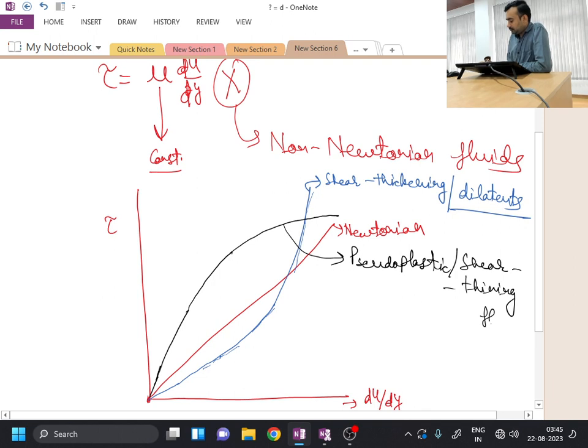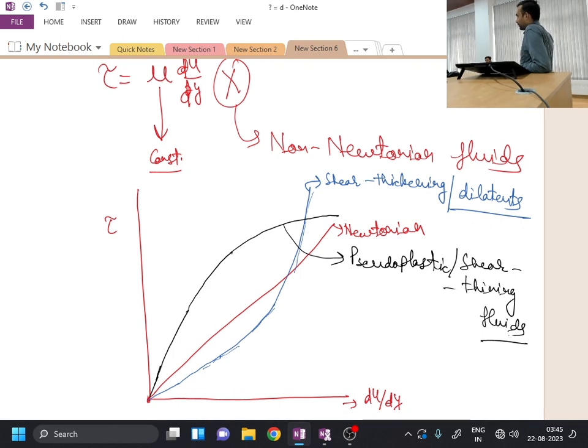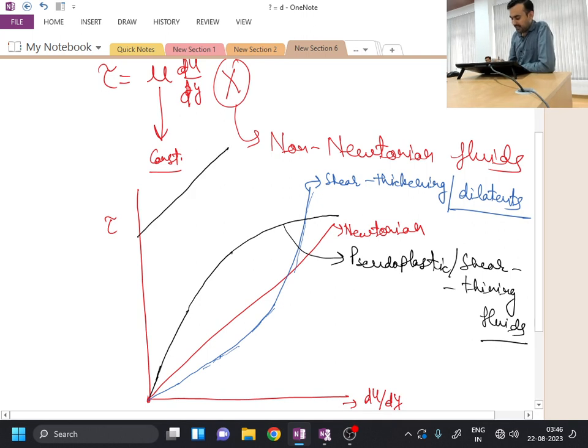Now there is one more type of fluid, where initially it will be behaving like a solid, and once you have supplied some amount of shear stress which is enough to make it fluid, after that it will flow like a fluid. That type of fluid is called an ideal Bingham plastic.